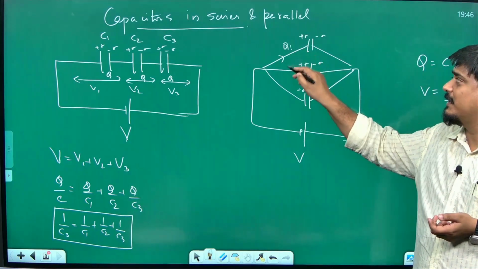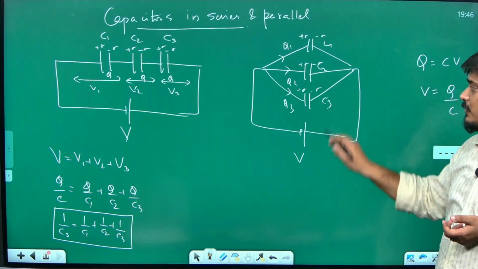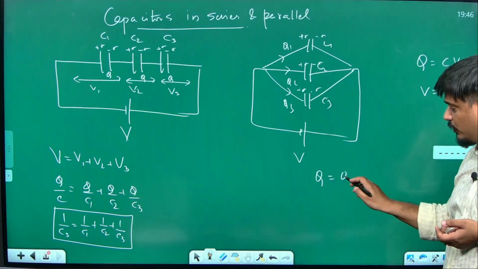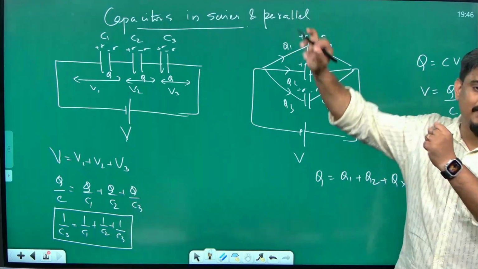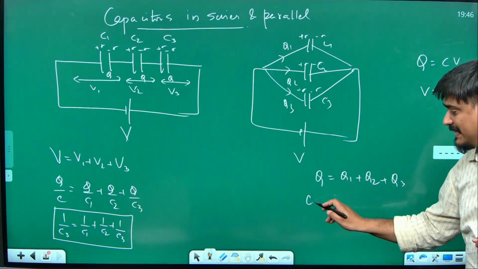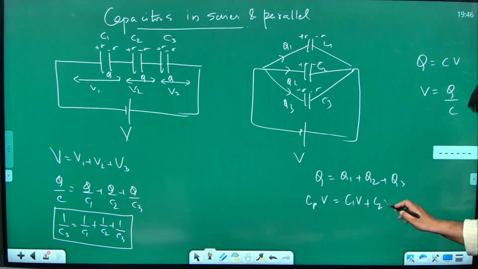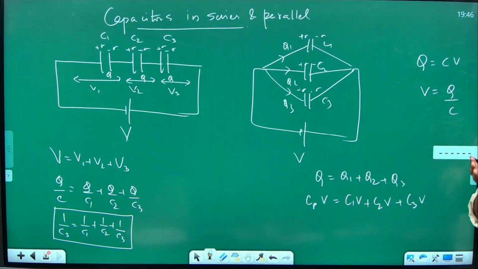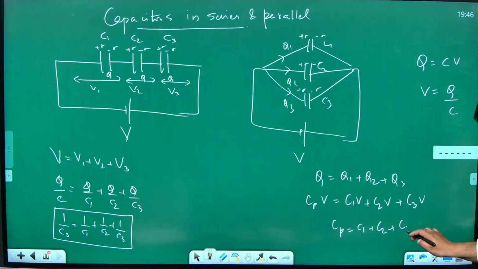So Q1 charge may be there, Q2 charge may go here, and Q3 charge may go here, C1, C2 and C3. So the net charge Q will become equal to Q1 plus Q2 plus Q3. So whatever charge is coming, it will divide, right? So now what is Q? Q is equal to CV. So I will write C parallel into V is equal to C1V plus C2V plus C3V. Why have I taken V same? Because, I told you, in parallel connection V remains same, it will not change. Take V out common, cancel it, you will get C parallel is equal to C1 plus C2 plus C3.